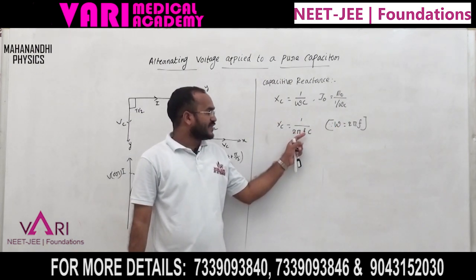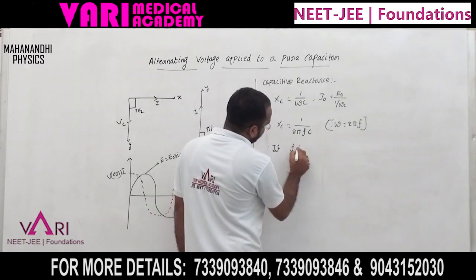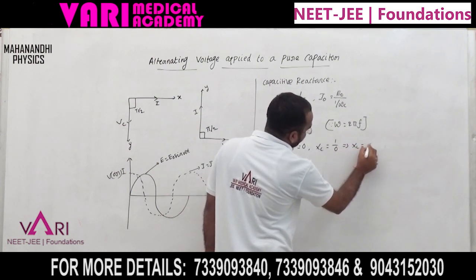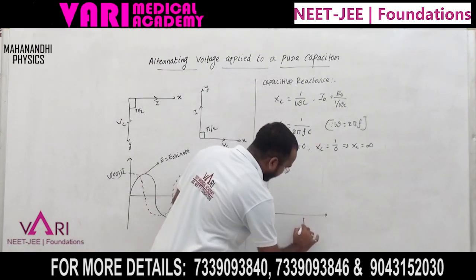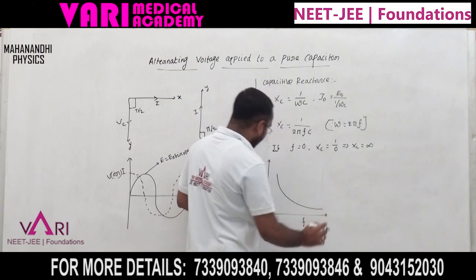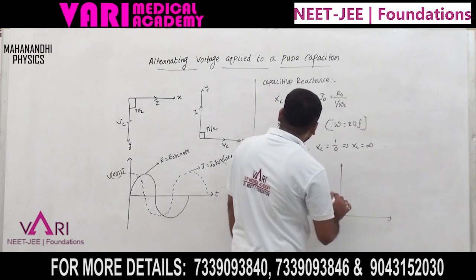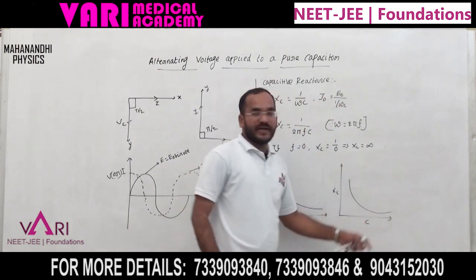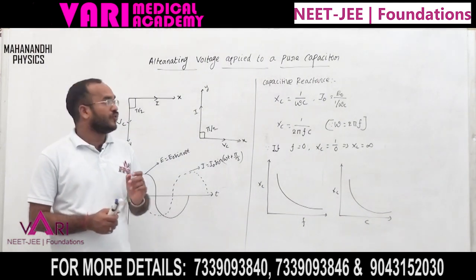Now suppose the frequency f is 0. Then XC is infinity, because XC equal to 1 by 0 is infinity. If the frequency is varied continuously, the XC value goes to infinity. Likewise, in relation to the capacitance C, as C goes to 0, XC goes to infinity.